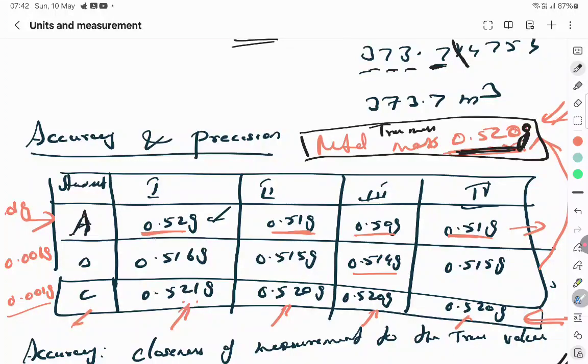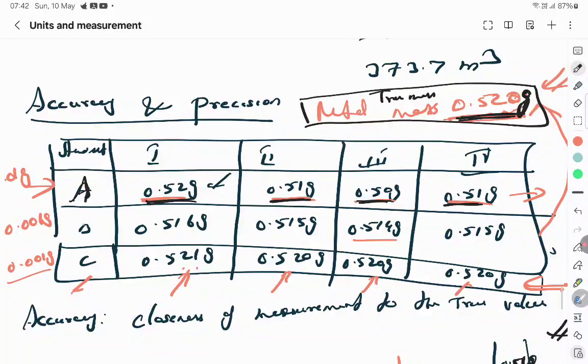Student A is measuring these values: 0.52, 0.51, 0.50, 0.51 grams. Student B, measuring the same, is getting 0.516, 0.515, 0.514, 0.515. This shows that he is measuring it using a different instrument, because the least count seems to be different. It's got 3 decimal digit measurements, whereas here it's only 2. So student C is measuring it and is getting this value.